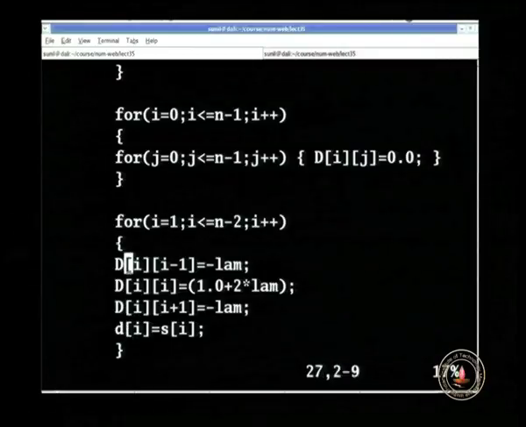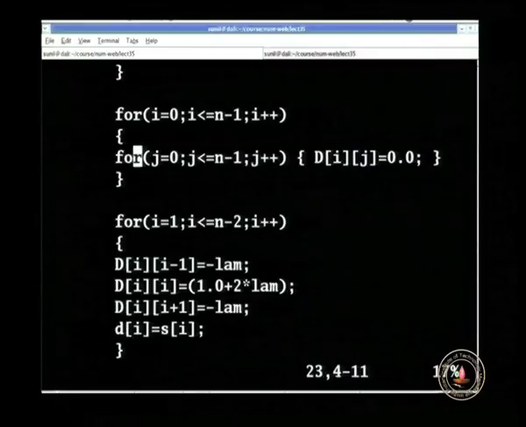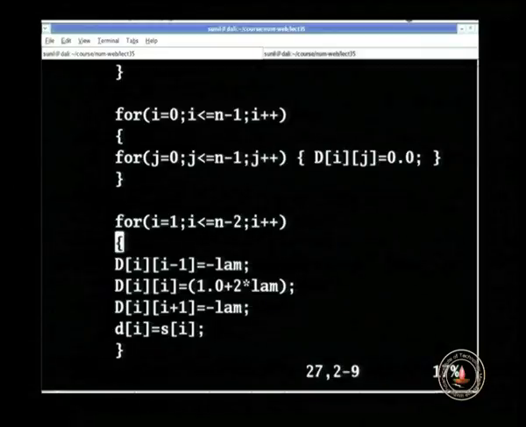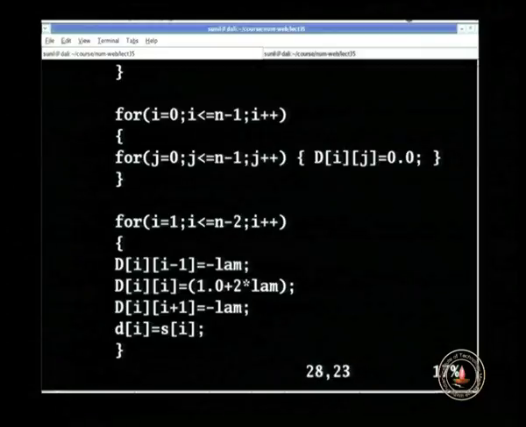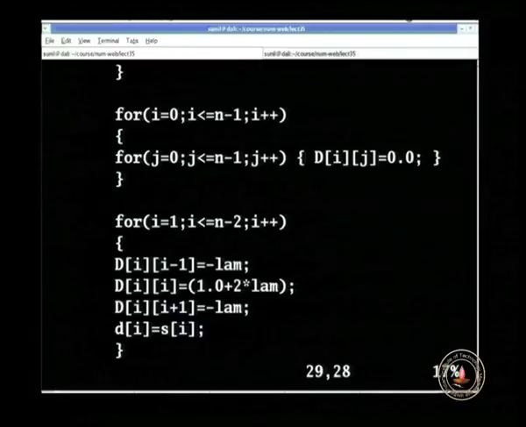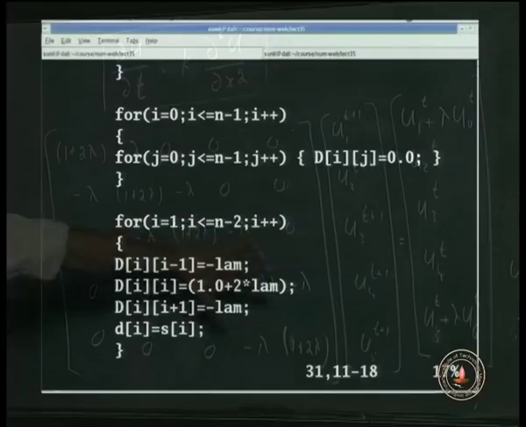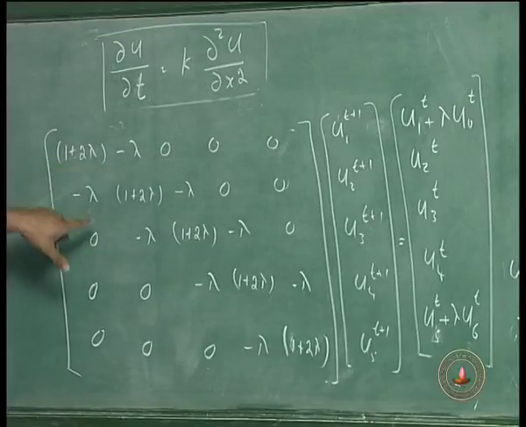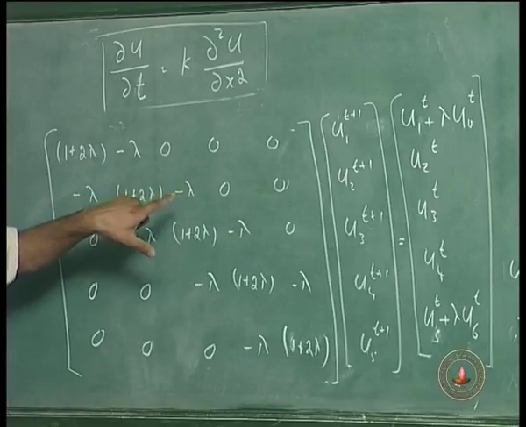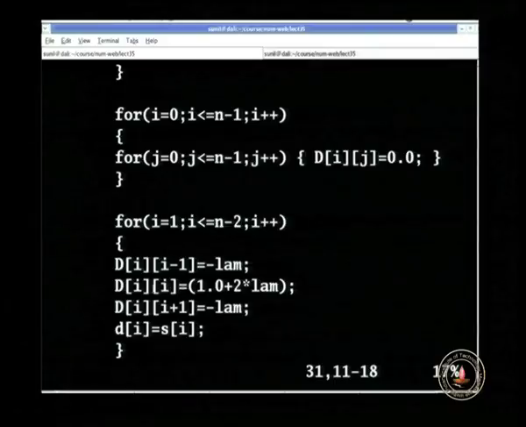So, I first start with all matrix elements set equal to 0, and then I give the matrix elements these values: 1 plus 2 lambda and minus lambda. Along the diagonal, this is a tri-diagonal matrix. So along the diagonal I have 1 plus 2 lambda, with minus lambda next to it, as the matrix elements, and that is what has been given here.